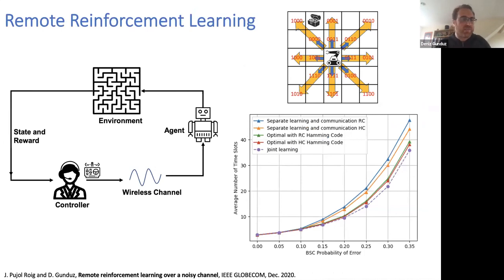I want to finish with something we've been looking at recently, some work I like. The idea is very similar to the previous work: we need to put the channel into our machine learning paradigm. So we looked at reinforcement learning. In reinforcement learning, I have an agent learning from the environment, but what if the person who observes the state and the rewards is not the one taking the actions, and now there's a wireless channel? This is a nice problem because it puts together coding, but you're designing a code not just for minimizing the error probability, but for taking actions. So in a way, this is a control with communication constraints type of problem.